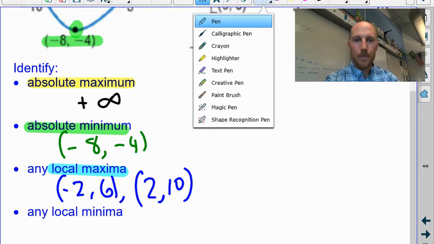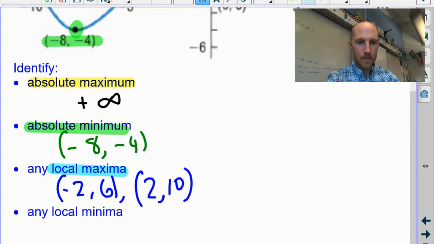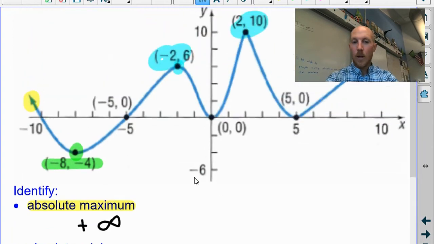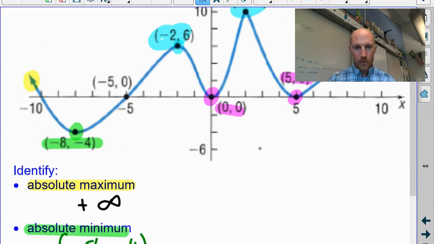Lastly, any local minima. All right, well, so -8, -4 is a minimum point. I've already used that. I've identified that as the absolute minimum. So I'm not going to repeat it. I'm looking for other points. So there are these other 2 like valley points, 0, 0, and 5, 0.